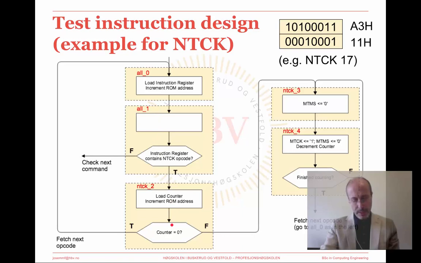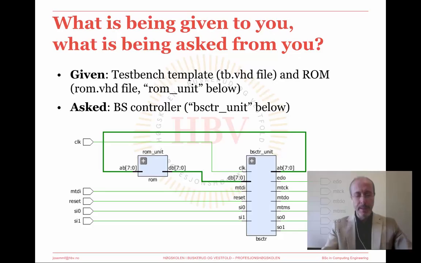Then we must check if n is equal to 0, and if not, then we can start alternating between these 2 states, where TMS is kept at 0 and MTCK toggles as many times as indicated in the second byte. In this case, it is 17 times. Again, you may pause the video at this point and look carefully to make sure that you understand every detail.